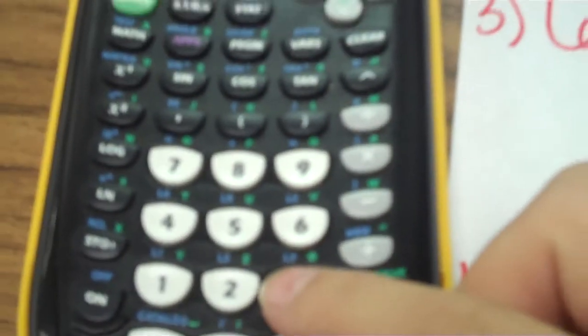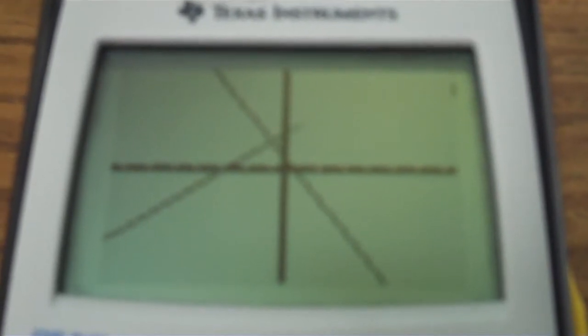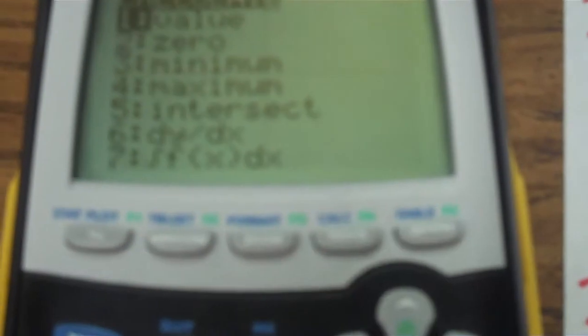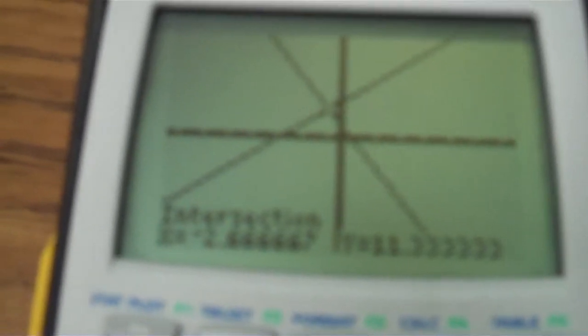I have that line and that line. Oh, you can almost see where they cross. I'm going to zoom out just in case. So zoom 3. And then make sure you hit enter. It'll zoom out a little bit for us. And now I can definitely see where those two lines cross. And then I will do second trace 5. Enter, enter, enter. And I get a decimal.